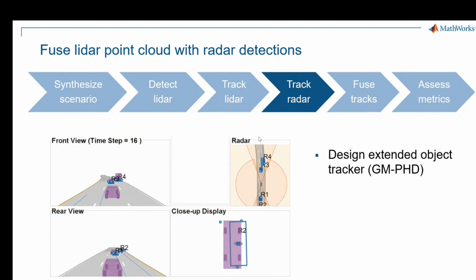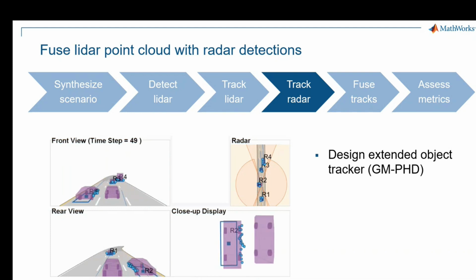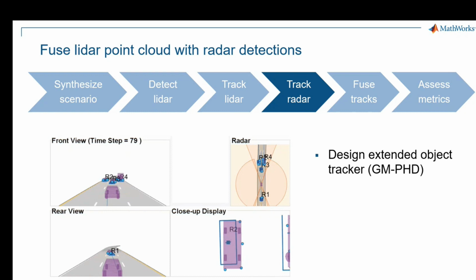So for the radar, we're going to use another type of tracking algorithm. In this case, we're going to use what we call an extended object tracker because we're not going to track a bounding box over time. We're going to track a group of points over time.